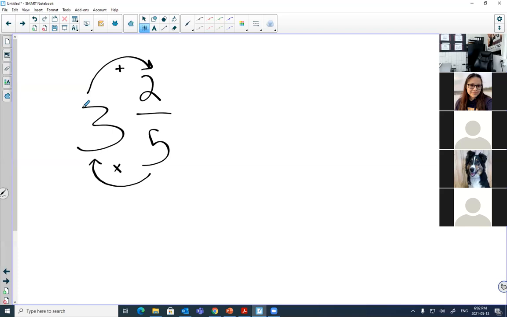Right? You can see it. It's like a pattern on the screen. So let's do this. You do this in your head. 5 times 3 is 15, plus 2 is 17 over whatever the denominator was.